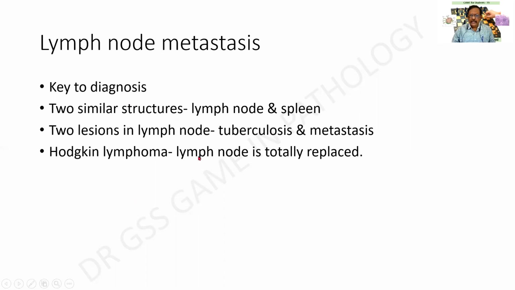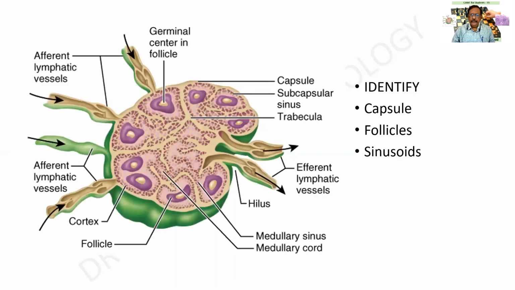There may be another slide, namely the lymphoma, in which the lymph node is totally replaced. We shall be discussing it later. This is the structure of a lymph node. A lymph node is somewhat kidney shaped or reniform, and these are the channels called efferent channels which drain away from the node, and these are the afferent channels which drain into the node. These will not be seen in your slide. What we are going to identify will be the capsule, the lymphoid follicles, and the subcapsular sinusoids.